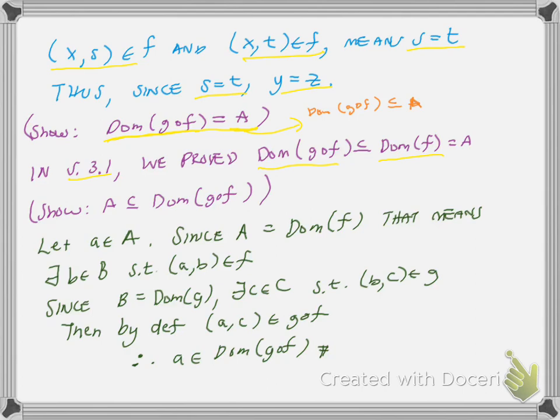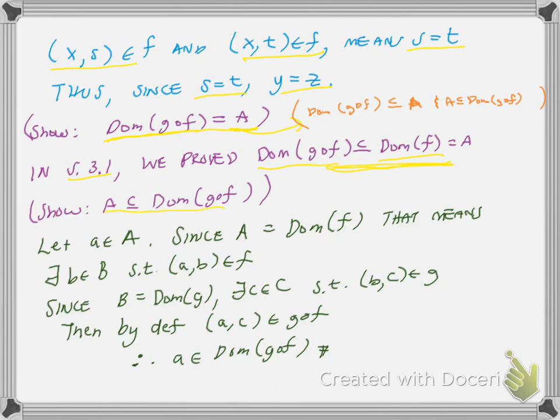So the domain of G composed with F is a subset of A, and A is a subset of the domain of G composed with F, not cross. All right. So if you want to extend your show part to that, you can. So we proved that. So we know that fact by previous theorem.